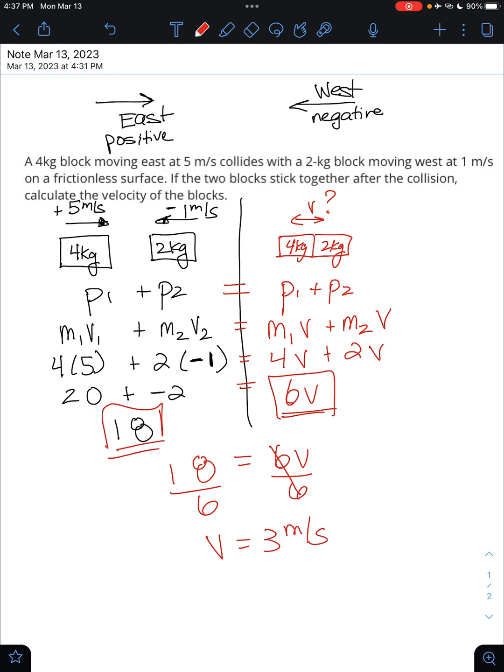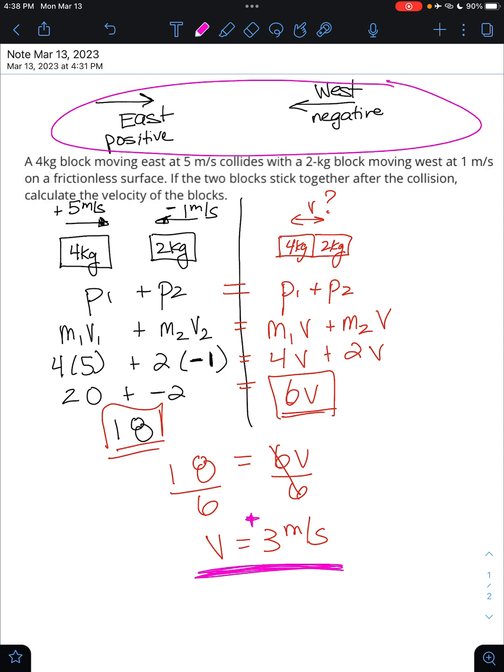And that idea right there gives me not just the speed, but also the direction. Because it turned out that the speed is positive, it just showed up as a positive 3, I'm going to look at my key up here and see that positive means that it's moving to the east. So this is 3 meters per second in that eastward direction.